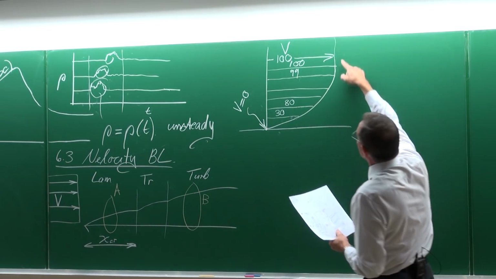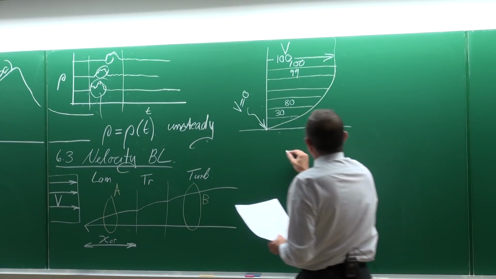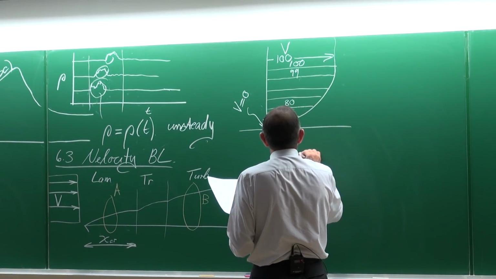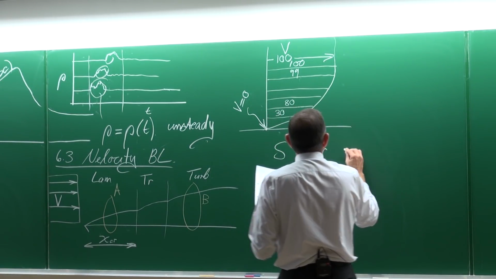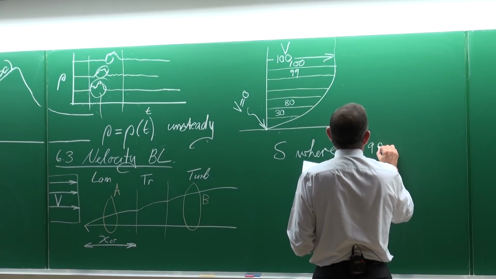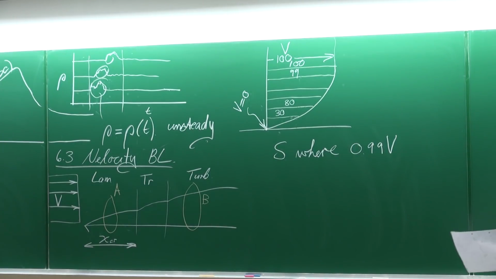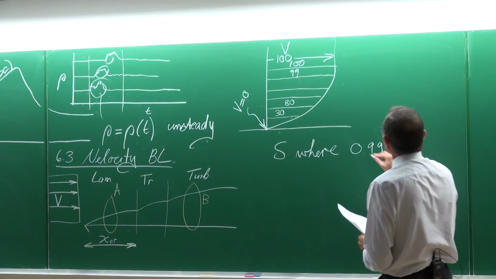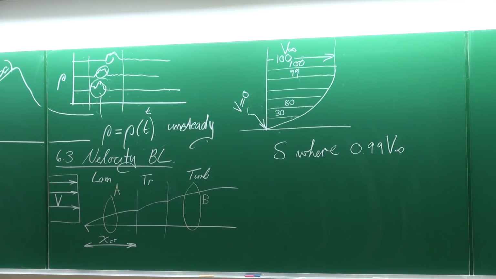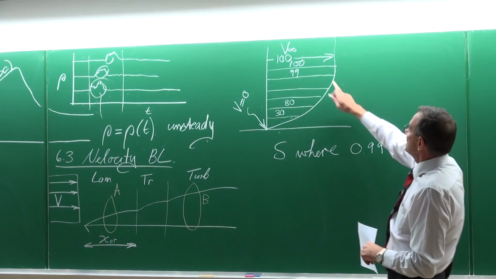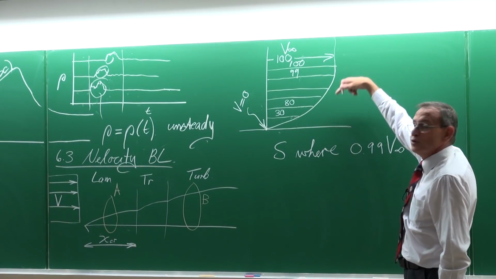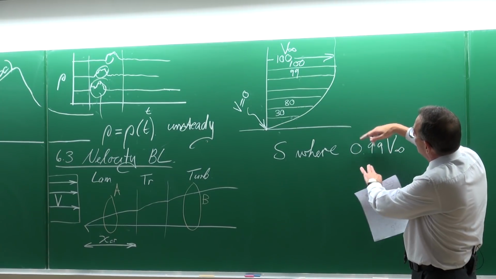So in terms of this example, what you've learned in fluid mechanics is that the boundary layer thickness delta is where the velocity equals 0.99 times the free stream velocity, V infinity. Now in this case, we said that the free stream velocity is 100 meters per second. So it is very easy to determine the boundary layer thickness.